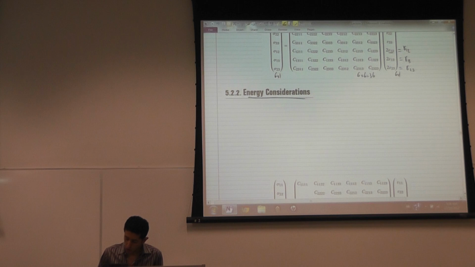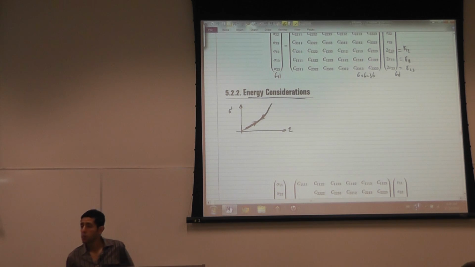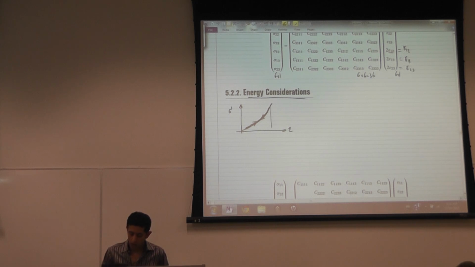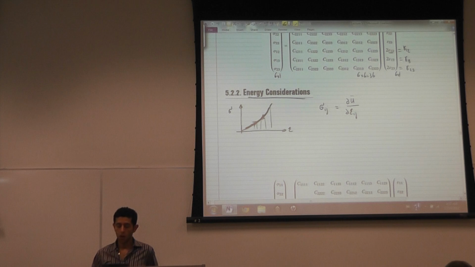That means that there is a function that describes this integral. Because I'm always going up and down over the same path, there's one function that describes this integration. Because there's one function that describes this integration, the stress is equal to the rate of change of this function with respect to epsilon ij. That's why it's called elastic. No energy dissipation.